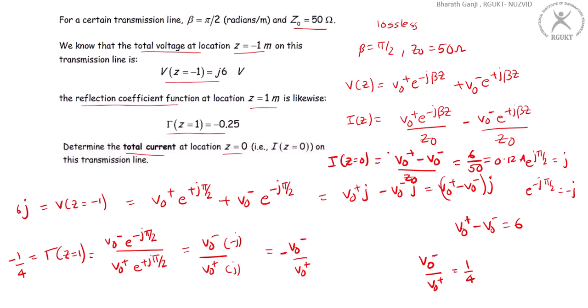Of course, if we had some other values here, we might have to solve for the values of V0 plus and V0 minus, and then you can substitute there and get the answer. Okay, so this is about the first question. So we'll move on to the next one.